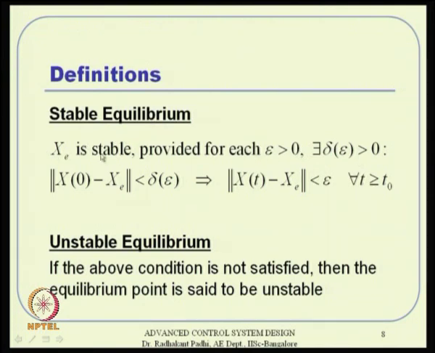That means the equilibrium point Xc is stable provided for each epsilon greater than 0 there exists a delta, which can be a function of epsilon and is also greater than 0, such that if I start within this delta bound, that is, the initial condition x of 0 is close to the equilibrium point Xc within a delta-bound ball, then for any time greater than or equal to t0, the initial time, I will never leave this epsilon ball. That is the concept.